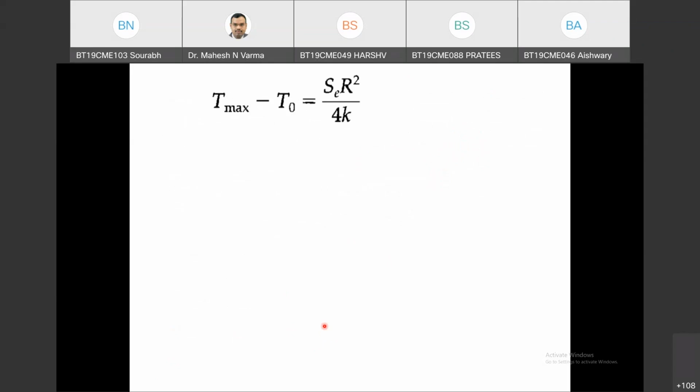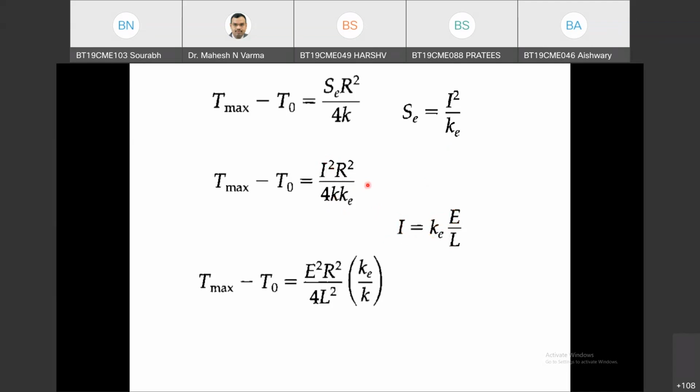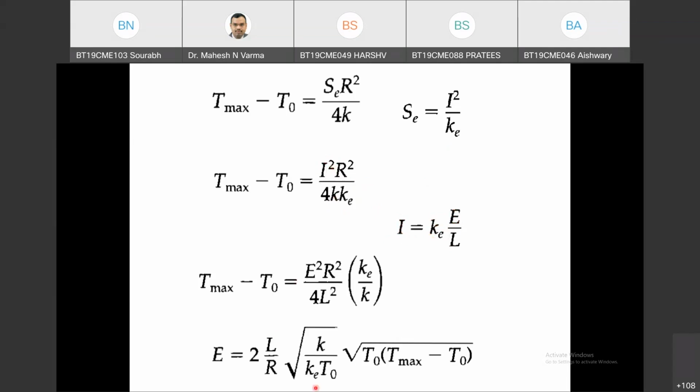So T max minus T naught is S_E R square divided by 4K. Again, this S_E is related with the current density and electrical conductivity, and you can incorporate the Lorentz number. Current intensity is related with the electrical conductivity, potential difference, and R. So you can substitute it here and rearrange the equation.